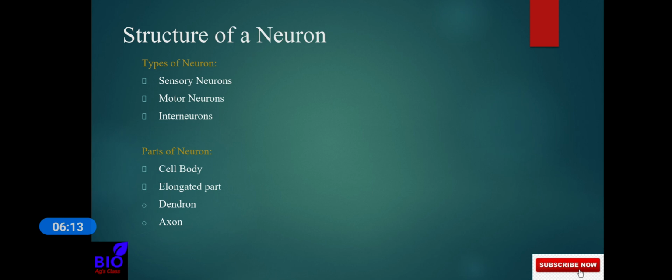As I said, unlike some other cells, neurons don't reproduce or regenerate. That means there is no cell division. They aren't replaced once they die. If some of the neuron cells have died, that place remains empty. No other neuron cells will take their place.